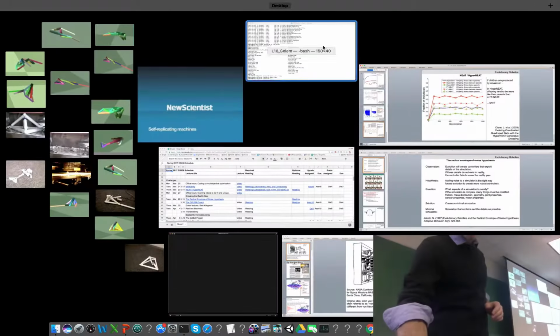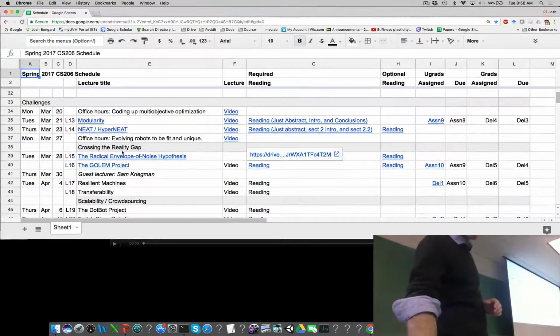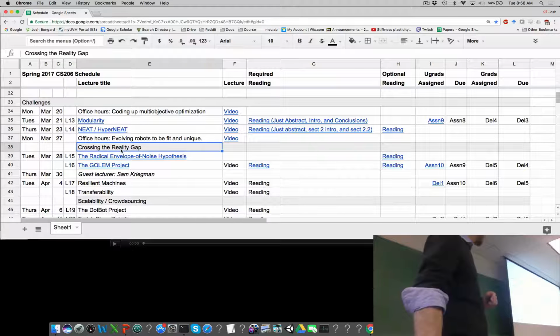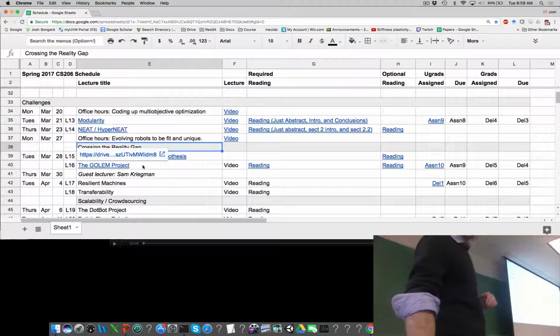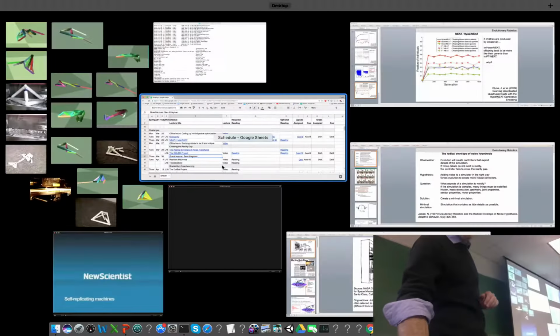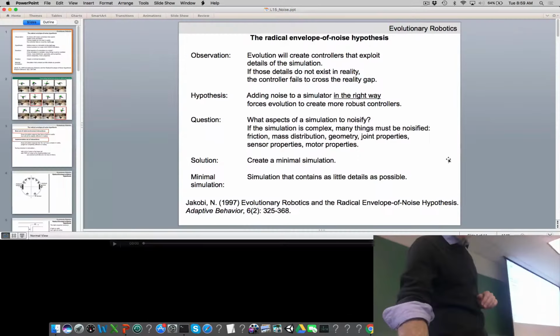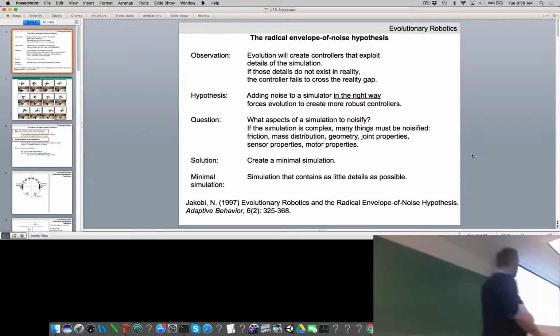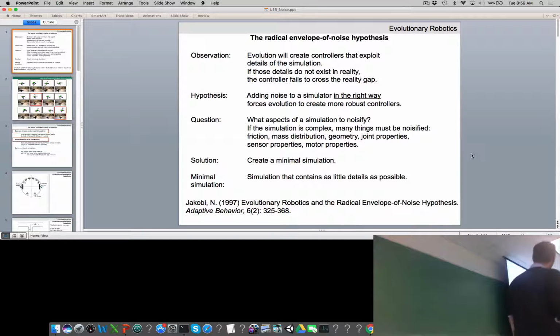Okay, so now we're going to switch to, again, arguably the biggest challenge in the field, which is crossing the reality gap. And let's start with the radical envelope of noise hypothesis, lecture 15. This was published way back in 1997, when things were just getting started in evolutionary robotics. There was an observation even back then.